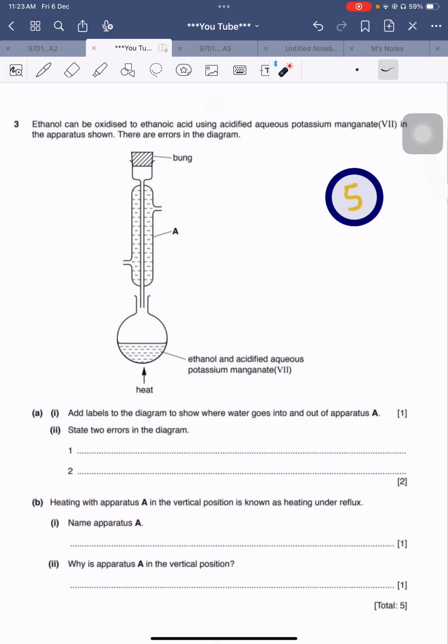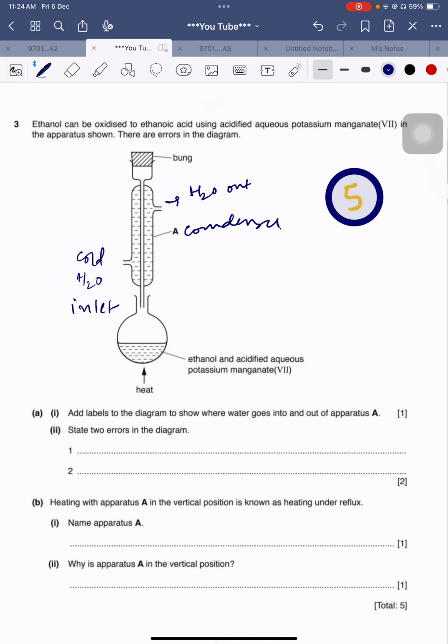First of all, add labels to the diagram to show where water goes into and out of the apparatus. Remember that the bottom part is the water inlet. So what we have to write is cold water inlet. It is not water inlet, it is cold water inlet. And what about the other one? It is the water outlet, because all the coldness of the water is shifted to the condenser. So cold water inlet, and this is called the condenser, whereas this is called the water outlet.